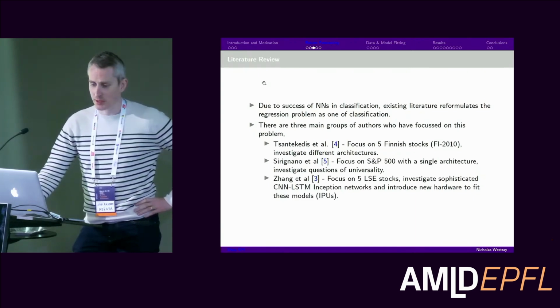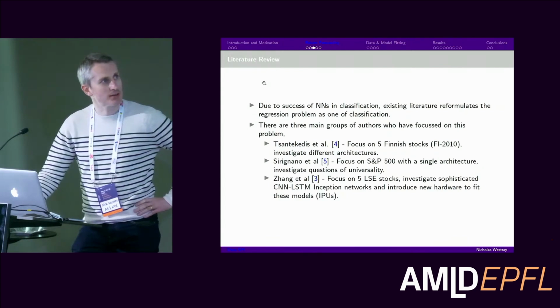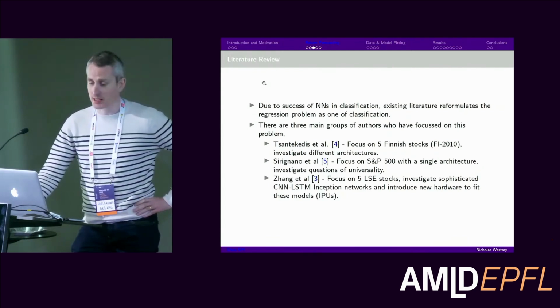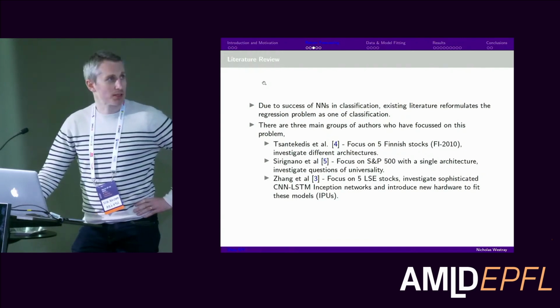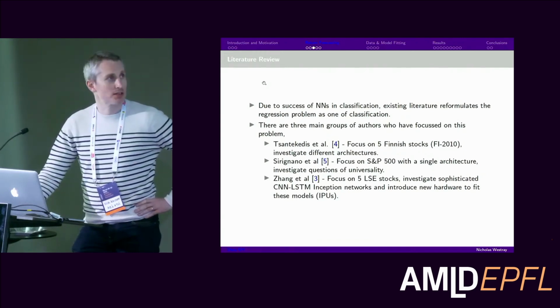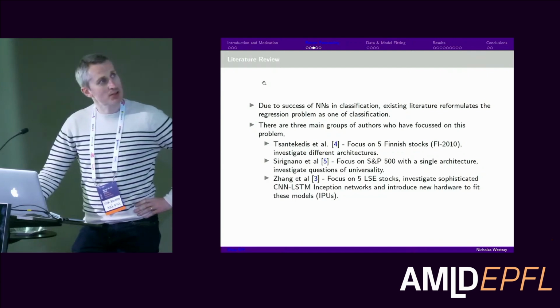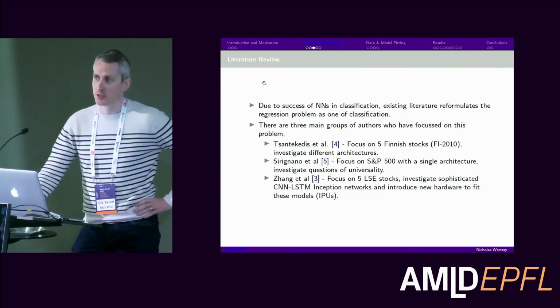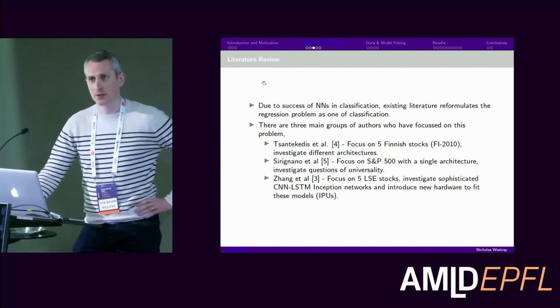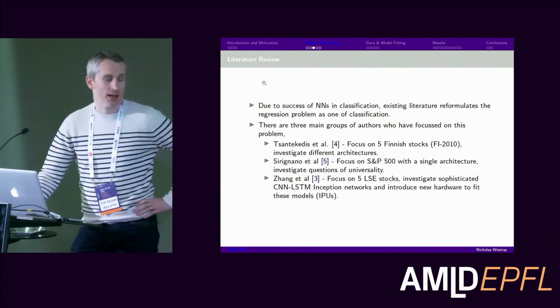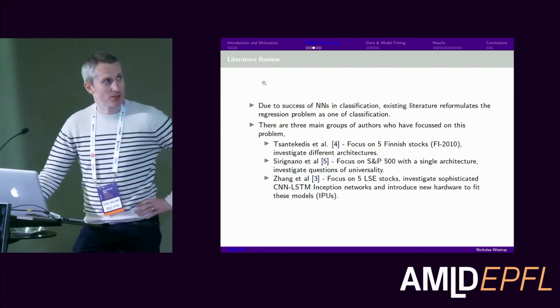Then we have Sirignano and co-author. This is the first real large-scale study of limit order books. And he was looking at the S&P 500. He was focusing on a single architecture, a deep LSTM. And he was answering questions of universality. So he was answering questions like, okay, if I fit a model on Apple, and then I try this model on Microsoft, is this good, is this bad? You know, questions of this nature.